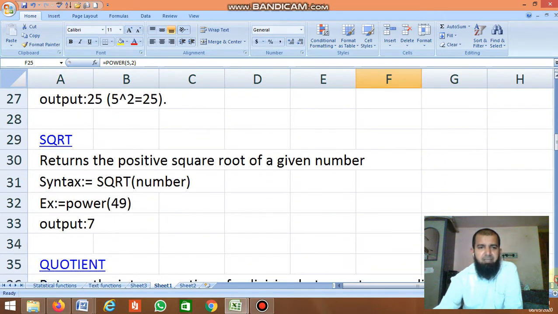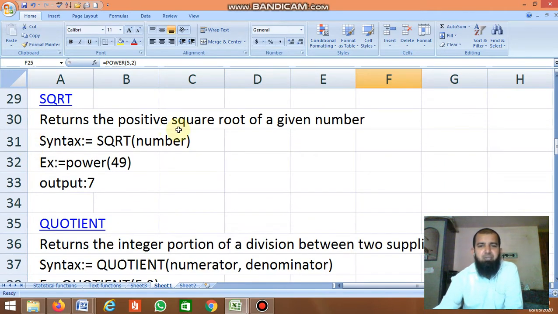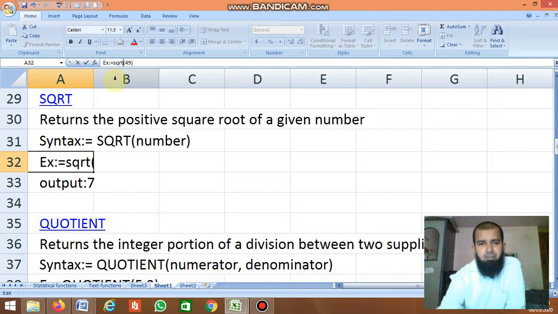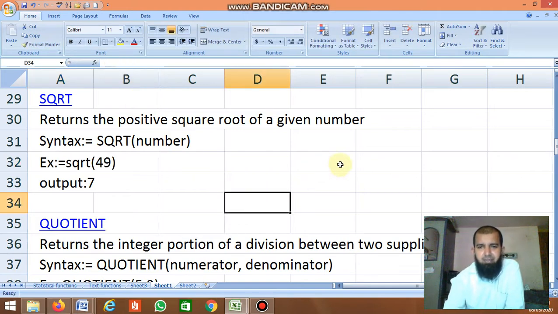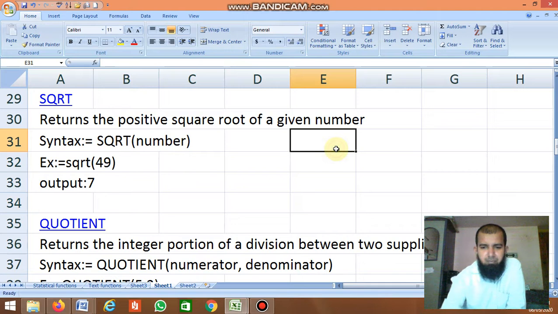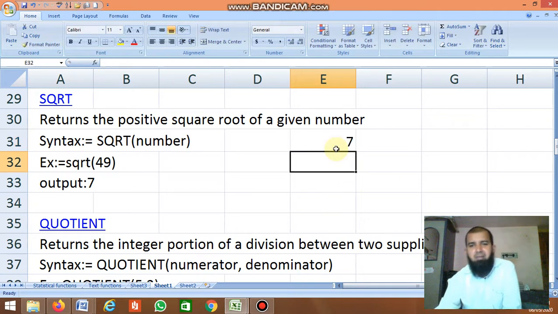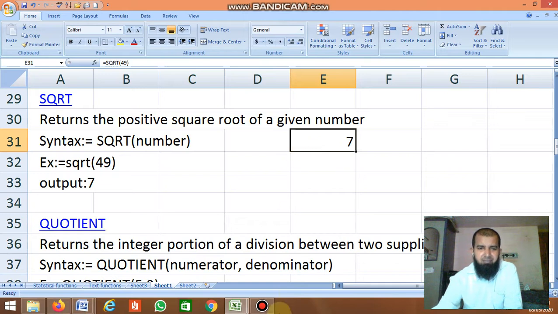Like this. Next, SQRT. Returns the positive square root of a given number. Syntax is SQRT of number. What is the square root of 49? Let's see here, equal to SQRT of 49 is equal to 7. Like this. Square root of 81 is 9. Square root of 100 is 10, like this. Clear, no?